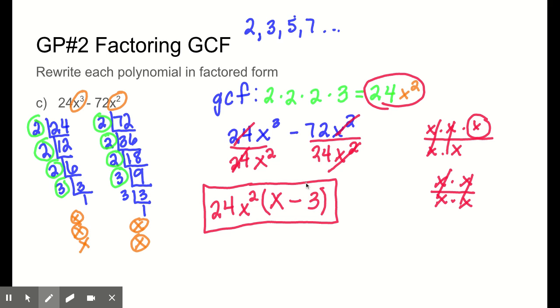And again, remember to check your work. You could redistribute that greatest common factor back into your parentheses to see if you get the original polynomial. All right, let's look at one more and then we'll be done.